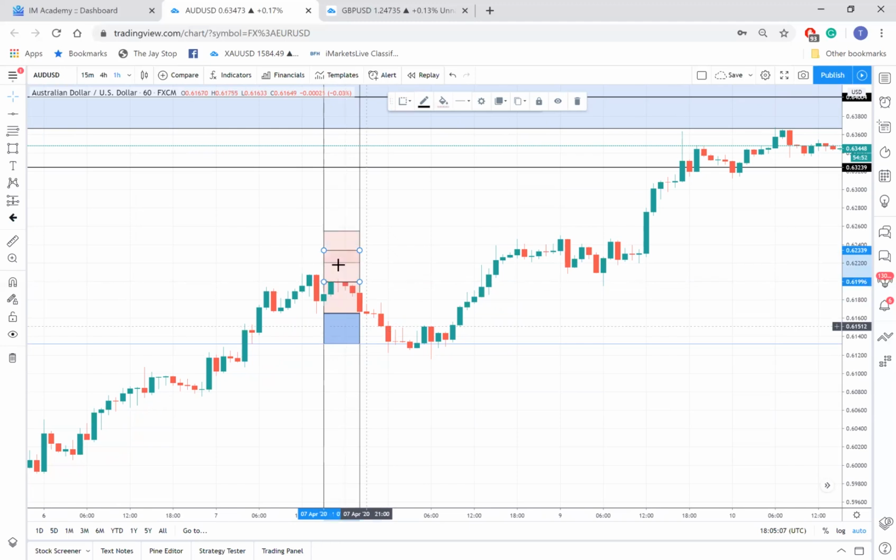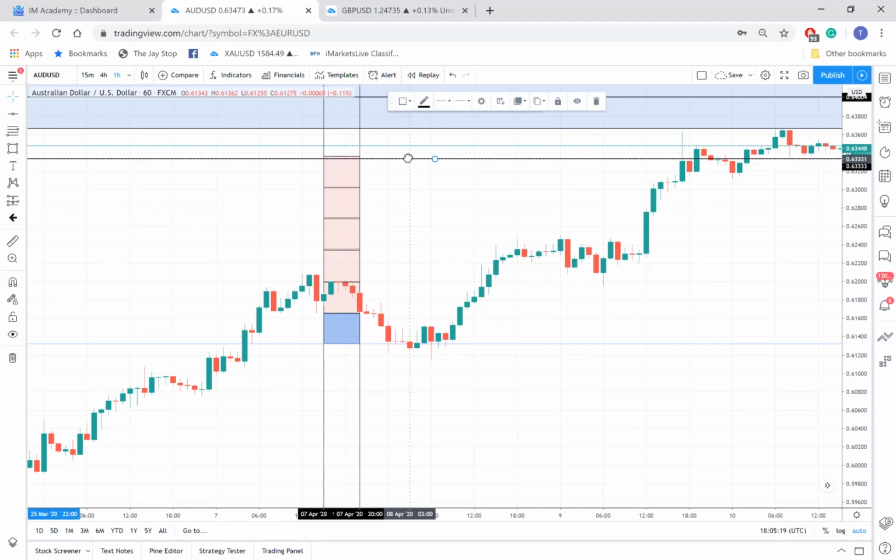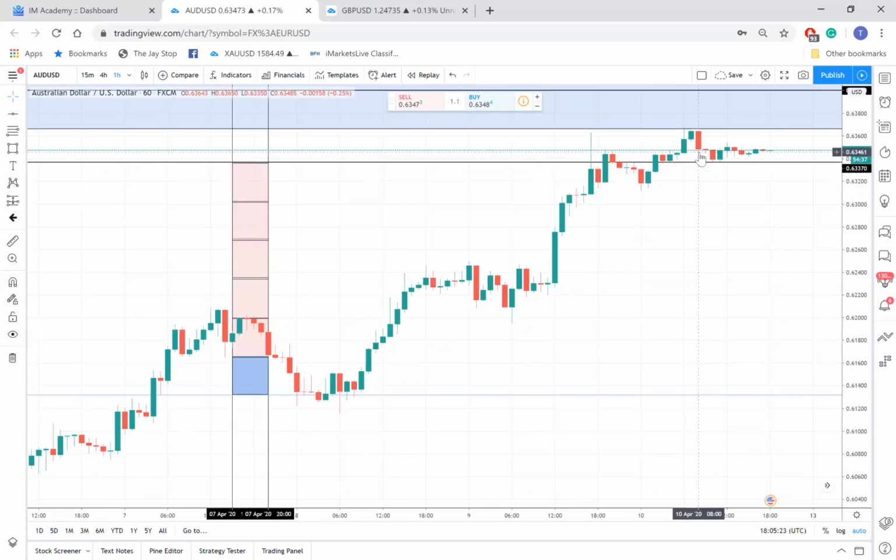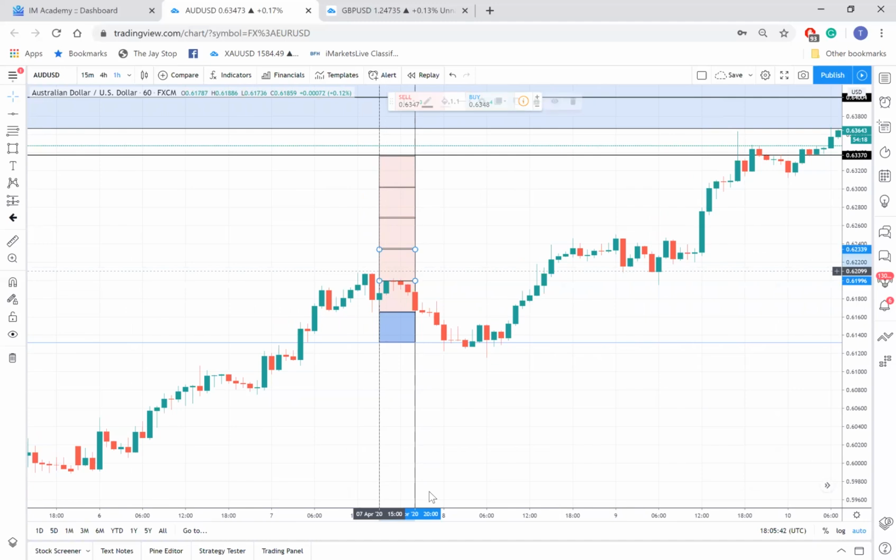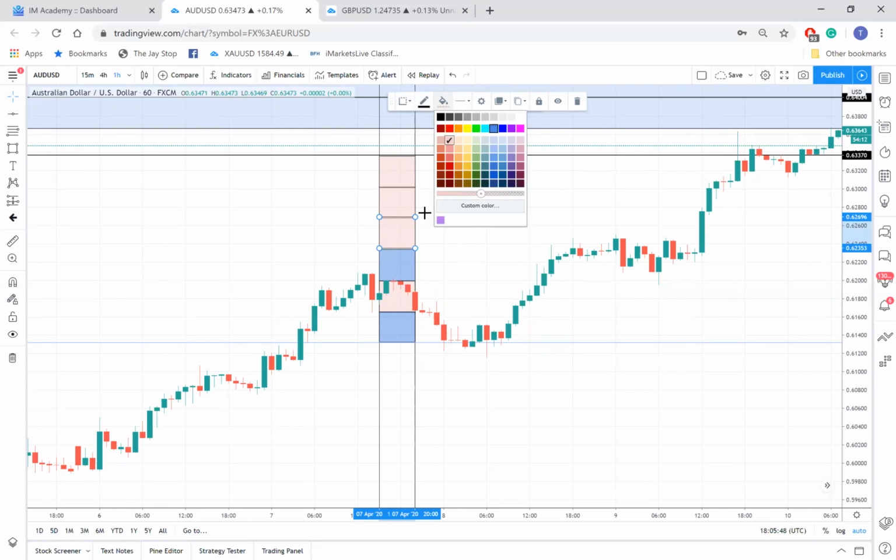1, 2, 3, 4. Just change this right there. And notice how we decided to consolidate right after. So this was a 200 pip trade. A 200 pip trade right here. Let's mark this so everybody knows.